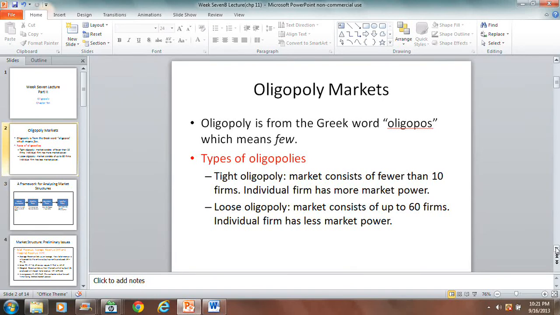At the other extreme, you have a market structure called loose oligopoly, where you'll have 40, 50, 60 firms competing for the right to serve customers. When you have that many competitors, it's considered loose because each individual firm will have less market power, a looser grip, if you will, on the marketplace. Examples of oligopoly: the automobile industry, the airline industry. Those types of capital-intensive industries usually serve as good examples of oligopoly.